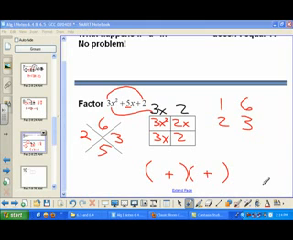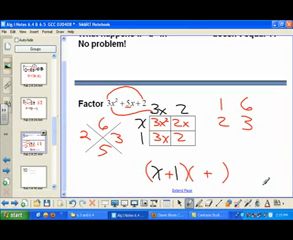So we can take out our 2. We can take out a 3x. Here, the only common is an x. Here, our only common is a 1. The greatest common factor of 3 and 2 is a 1. So I get x plus 1 and 3x plus 2. Now, since it's positive, I don't have to worry about doing the FOIL.